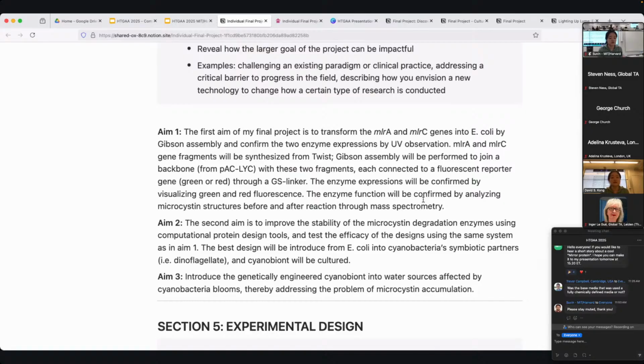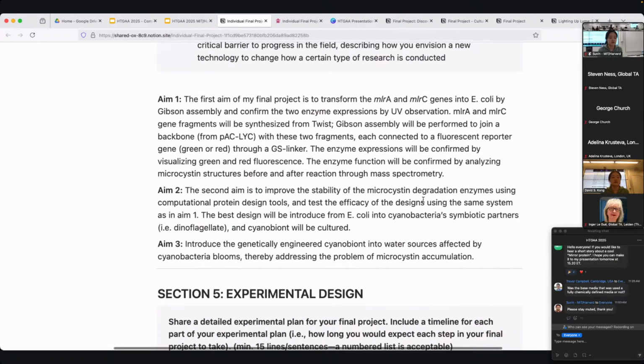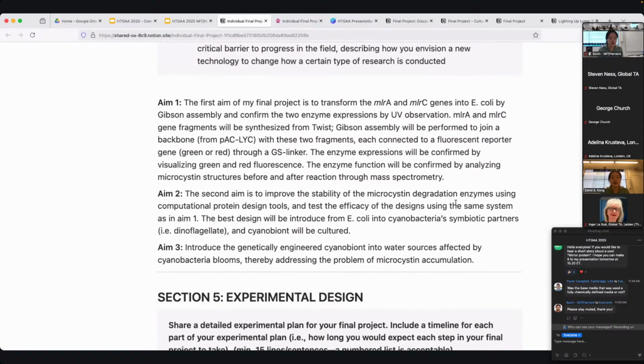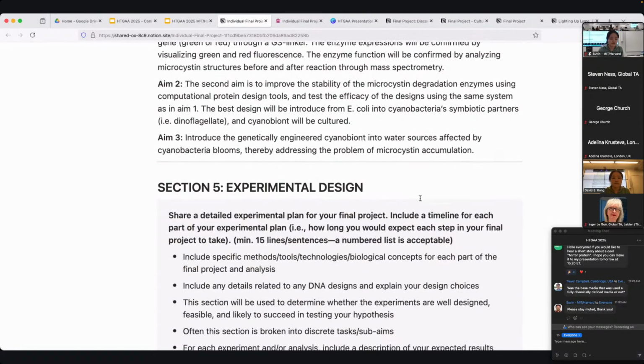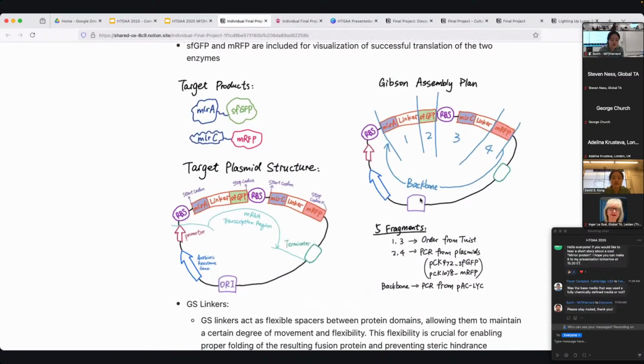And then the third aim, of course, is to culture the cyanobionts and then introduce them into water sources that have the problem of cyanobacteria blooms. I'm still in the process of aim 1, and I'll show the results I have now.